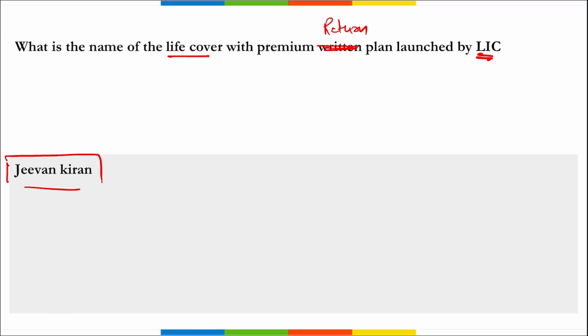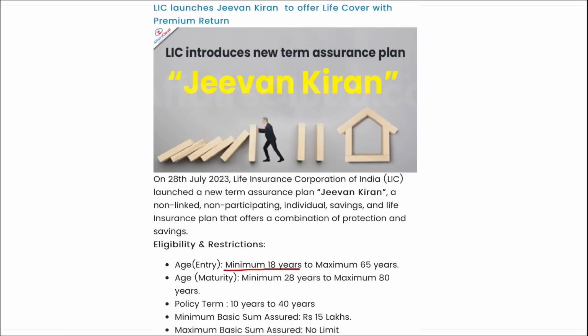Correct? This is a non-linked, non-participating individual saving and life insurance plan that offers a combination of protection as well as saving plan. Here the minimum entry age required is, you can see, minimum 18 years to maximum of 65 years. Age of maturity is minimum 28 years to maximum of 80 years. Policy term is 10 years to 40 years. Minimum basic sum assured here is 15 lakh rupees and maximum basic sum assured here is no limit.